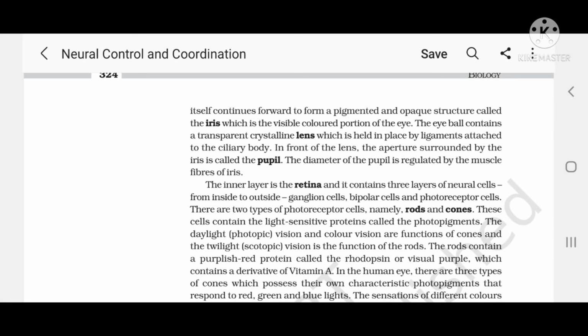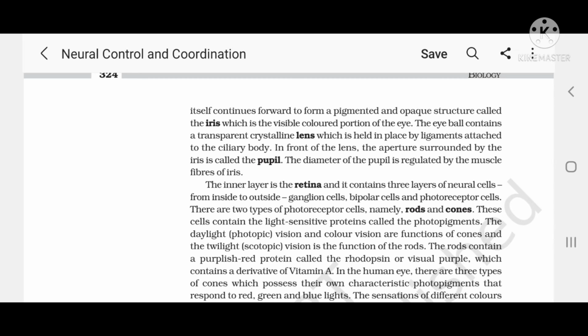The eyeball contains a transparent crystalline lens, which is held in place by ligaments attached to the ciliary body. In front of the lens, the aperture surrounded by the iris is called the pupil. The diameter of the pupil is regulated by the muscle fibers of the iris.